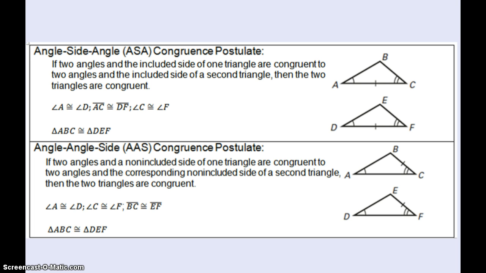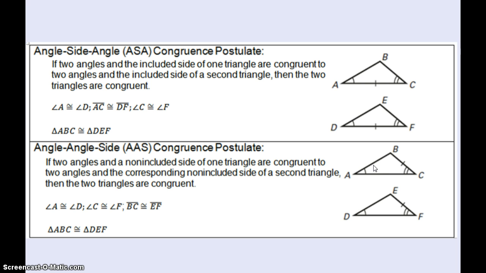included means that it sits in between. It's like if you're having a conversation that includes someone, all three people are actively engaged in the conversation, and they kind of sit in a group of three. So these two angles here, and their included side. Okay, if I have an angle, side, angle, these two triangles are congruent. Two pairs of congruent angles and a pair of congruent sides that are included.